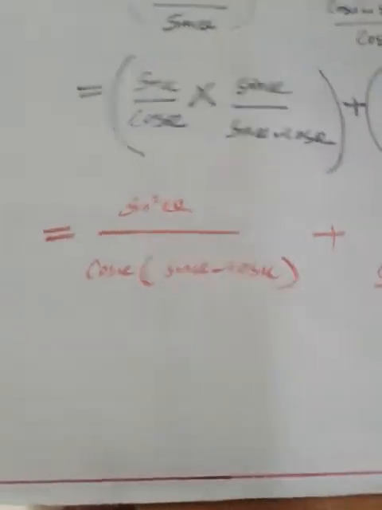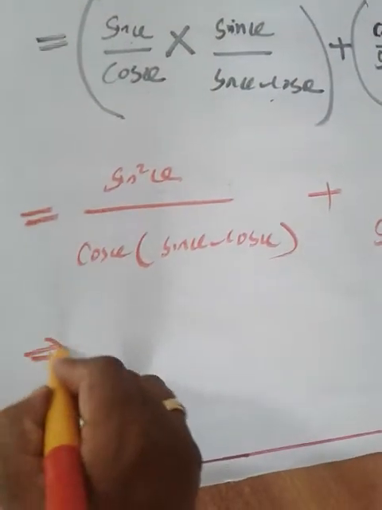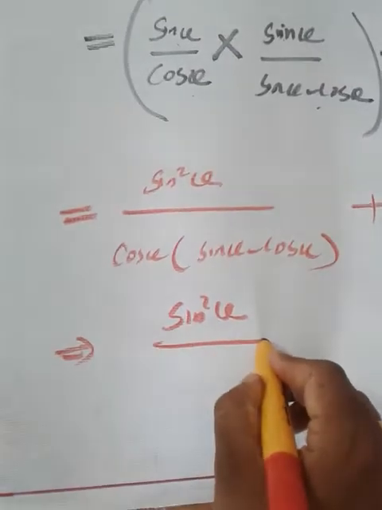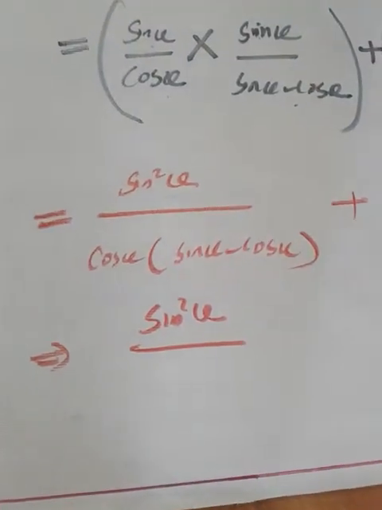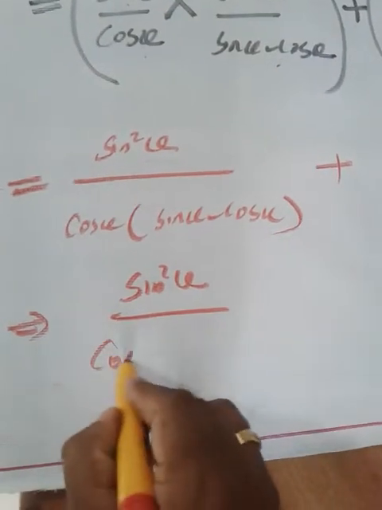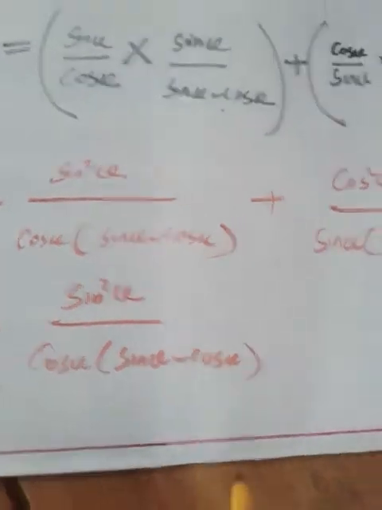So you may have understood that, and now you just see here. Numerator as it is. Why I said that now, you will understand after a little while. For now, keep that in mind. Here sin square theta divided by cos theta into sin theta minus cos theta. No change, the same as it is.